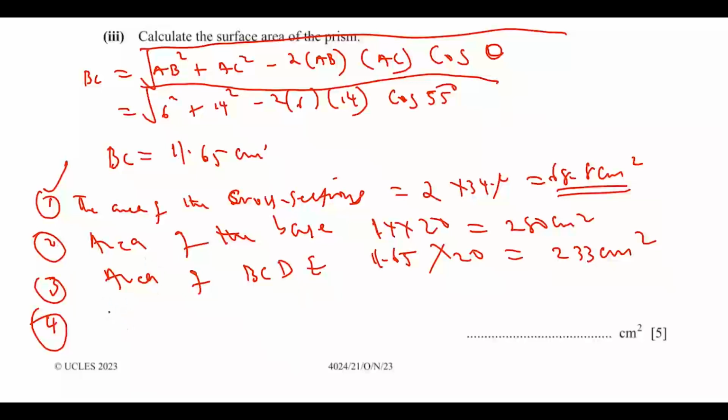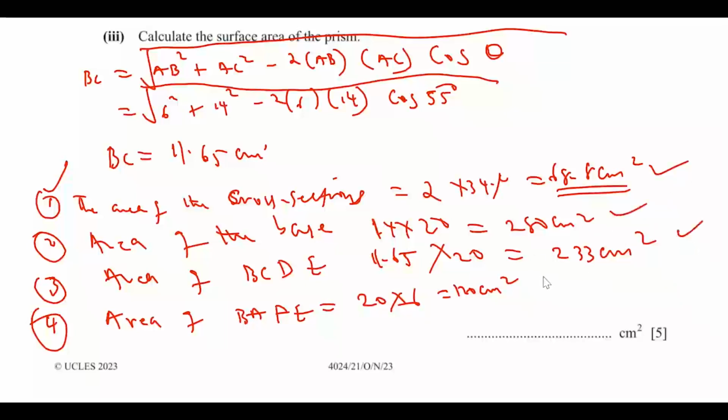Okay, so that will be the first one, the 5th one rather. So area of the rectangle VAFE will be equals to 20 multiplied by 6. That will be 120 centimeters squared. So we have to add this, and this together to get the surface area of the prism. Okay, and that will give you 702 centimeters squared. So that is how to deal with that.